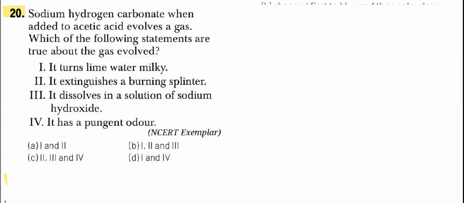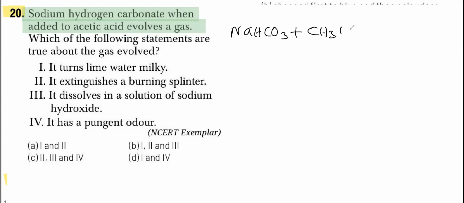Another important question from the NCERT exemplar is sodium hydrogen carbonate, also called sodium bicarbonate. When added to acetic acid, a gas evolves. So what we have studied is that a metal carbonate or a metal bicarbonate, NaHCO3, reacts with an acid. The acid here is acetic acid, that is CH3COOH.